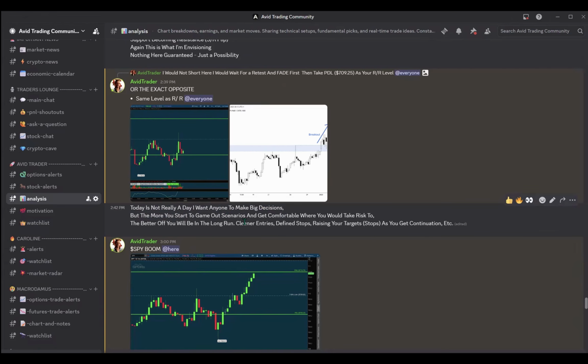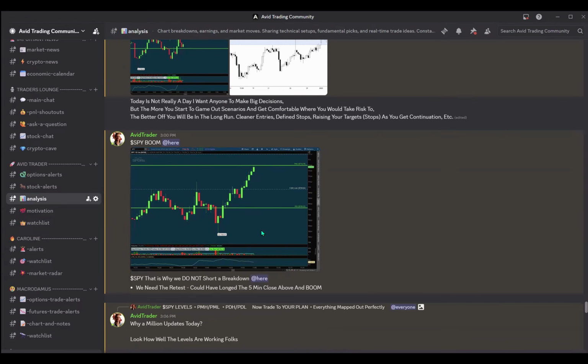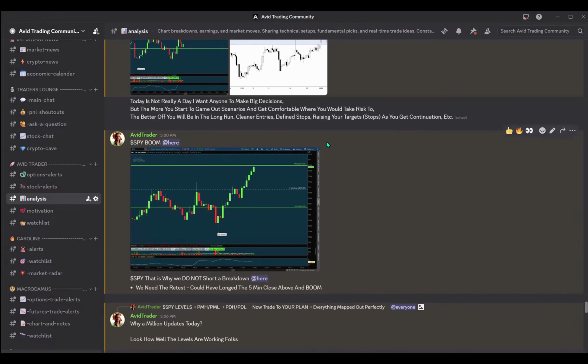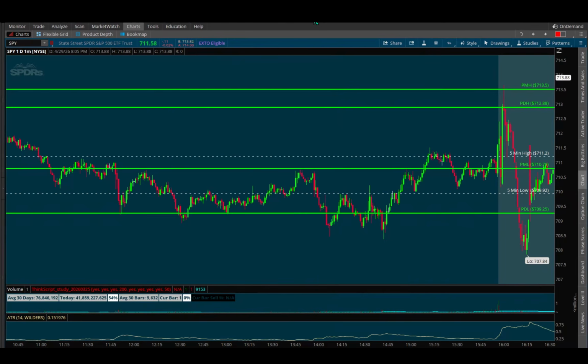Cleaner entries, define stops. As you get that continuation, you raise your targets or your stops as you get that big move so you can lock in the profits. And then we see a huge breakout here, exactly how we envisioned it playing out on the chart directly from the Discord.